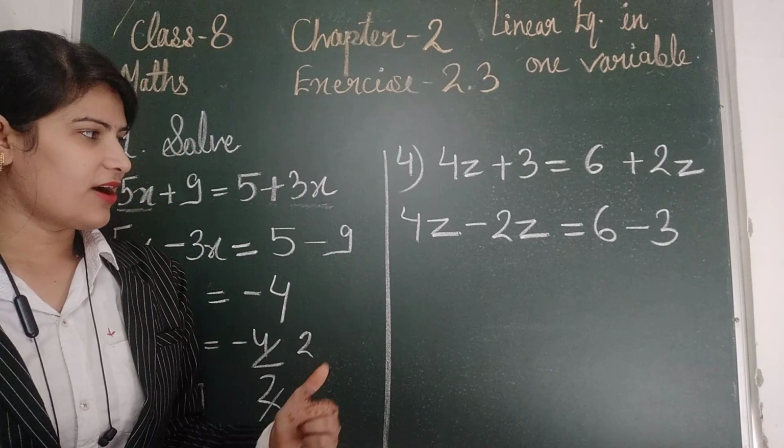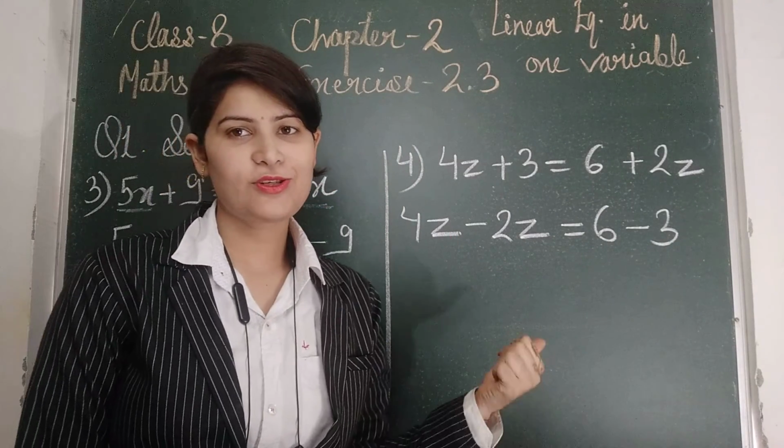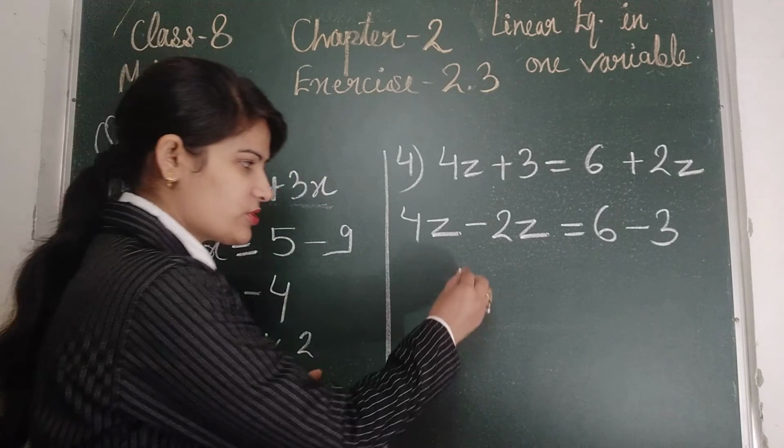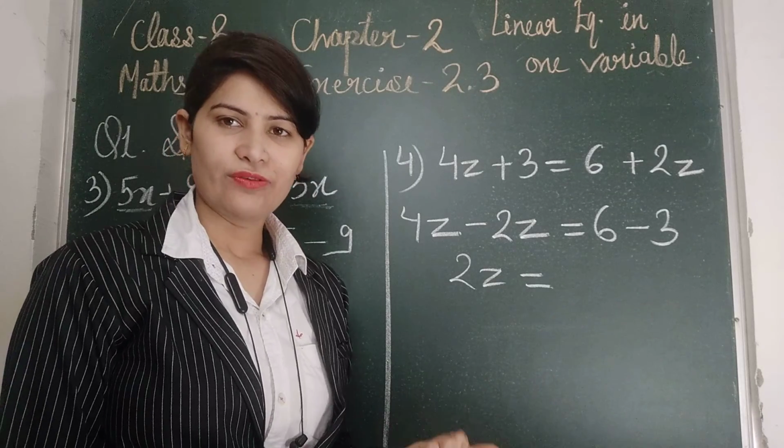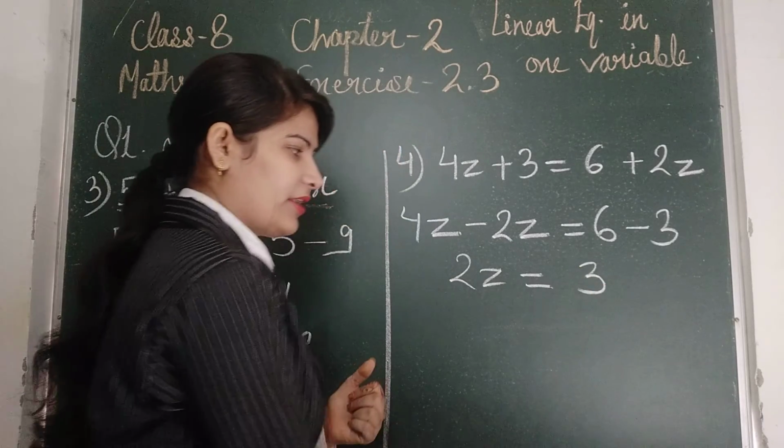Now next one is 4z minus 2z. What will you get? 2z. And equal to 6 minus 3. You will get 3. Now what?